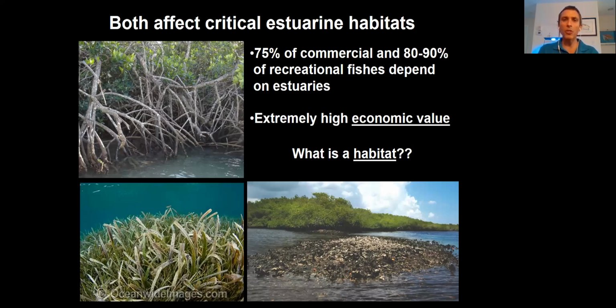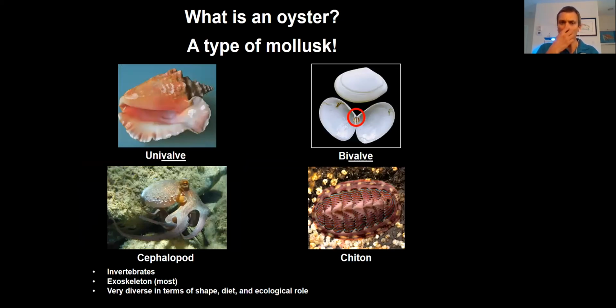So when we think of an oyster reef as a habitat, we're thinking about the animals that occupy and live on and rely on that oyster reef. So a lot of what we're going to talk about today involves habitats. So what is an oyster?